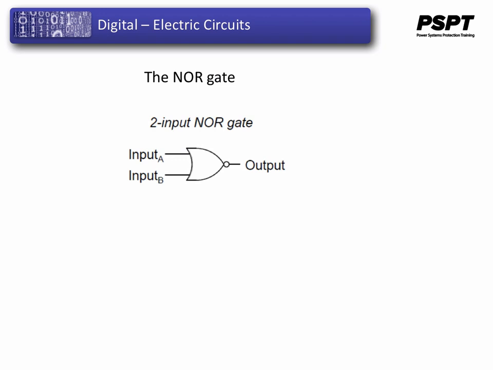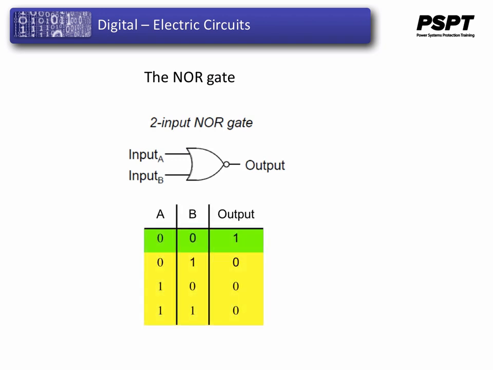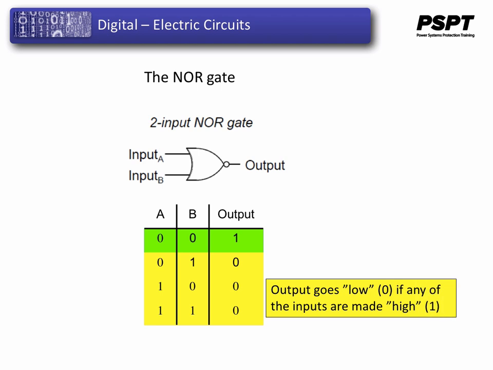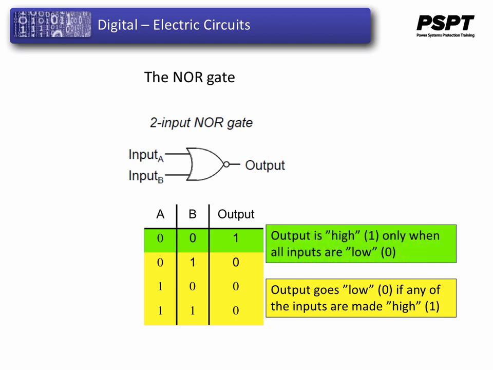NOR gates, like all other multiple input gates seen thus far, can be manufactured with more than just two inputs. Still, the same logic applies. The output goes low, 0, if any of the inputs are made high, a 1. The output is high, 1, only when all of the inputs are low, 0.